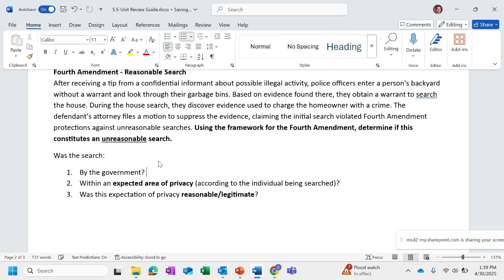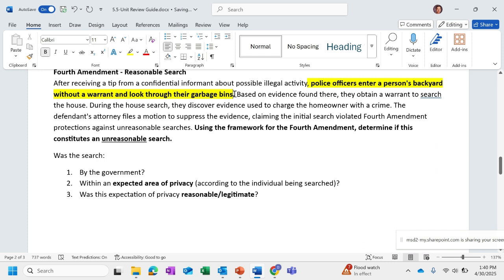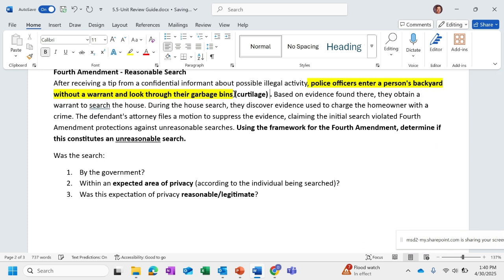So after receiving a tip from a confidential informant about possible illegal activity, police enter a person's backyard without a warrant and look through their garbage bins. Okay, so already I'm thinking, where is this on their property? This is what we call the curtilage. So you can go back. Curtilage is kind of represented as having an expectation of privacy that usually needs a warrant.